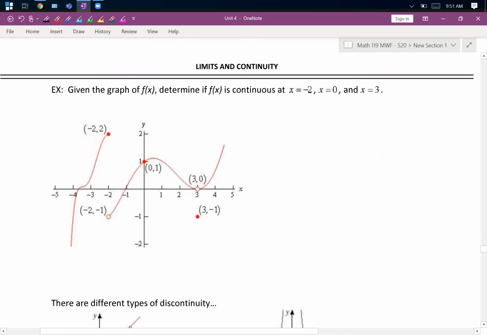All right, well, we're going to take a look at this graph here. We're going to determine whether it's continuous at x equals -2, 0, and 3, and we're going to be using limit facts to back up our answer, not, oh, I had to pick up my pencil when I was tracing it. So let's take a look at x equals -2.